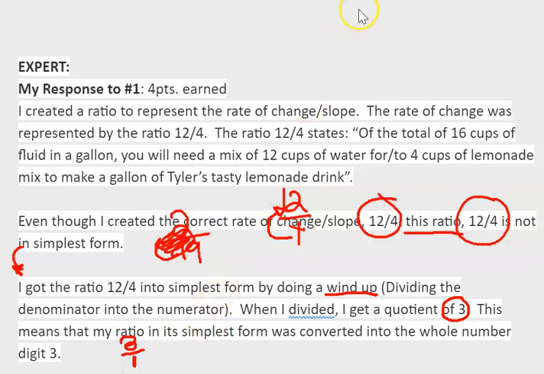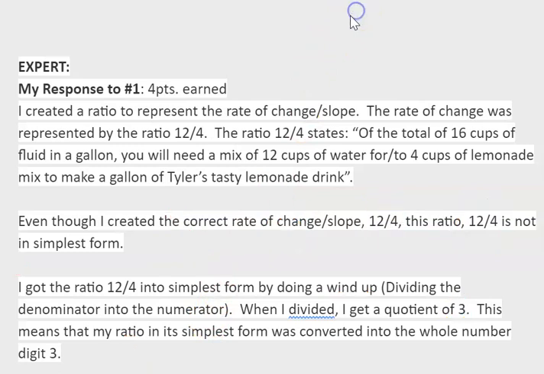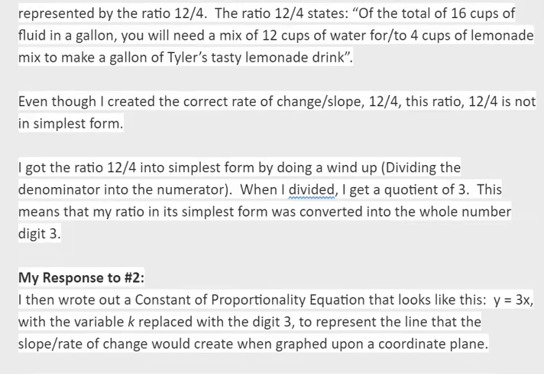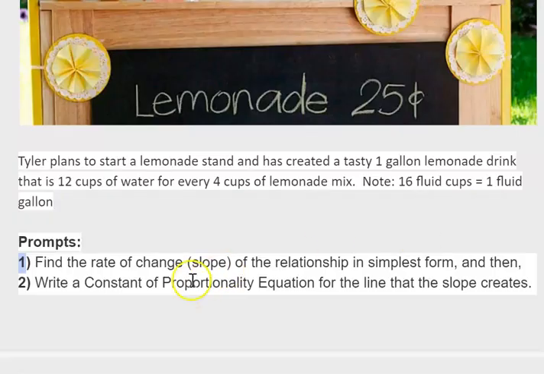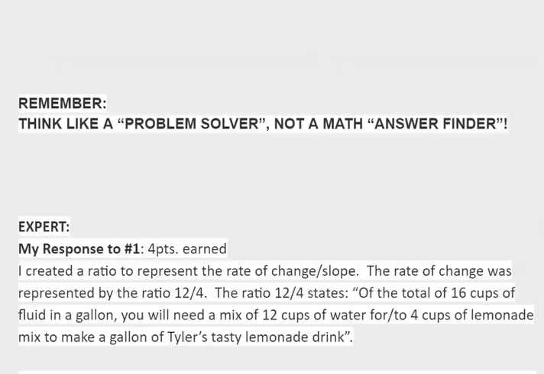All right. Mr. Heath, I don't understand. It's all good. I just want to give you an example here of what some expert work is. So now what we're going to do is go ahead from there with that expert response to number 1. Let's look at the expert response to number 2. What was number 2 again, Mr. Heath? Let's go back up and see here. It said, write a constant proportionality equation for the line that the slope creates. All right. So let's go down here.